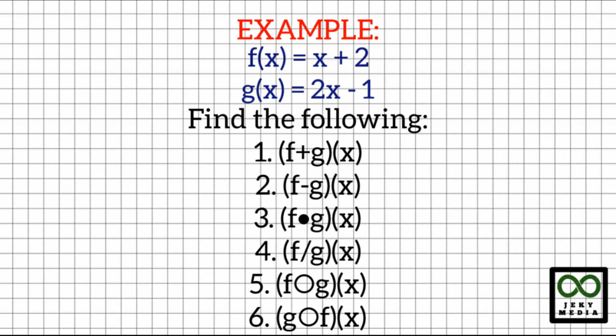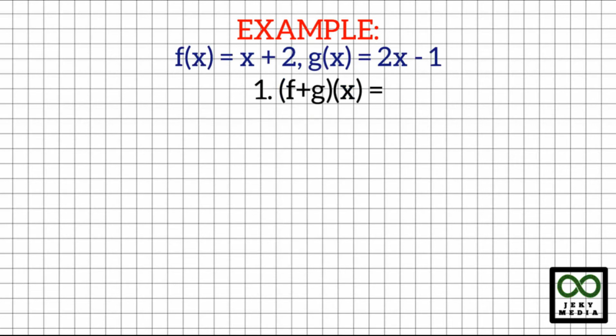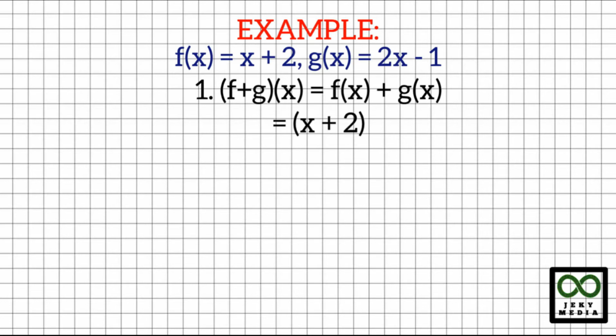Here is the solution to number 1. To get the sum of the functions f and g, we will follow the form f plus g of x is equal to f of x plus g of x. Now, let's replace each with the given functions. f of x is x plus 2, plus g of x is 2x minus 1.